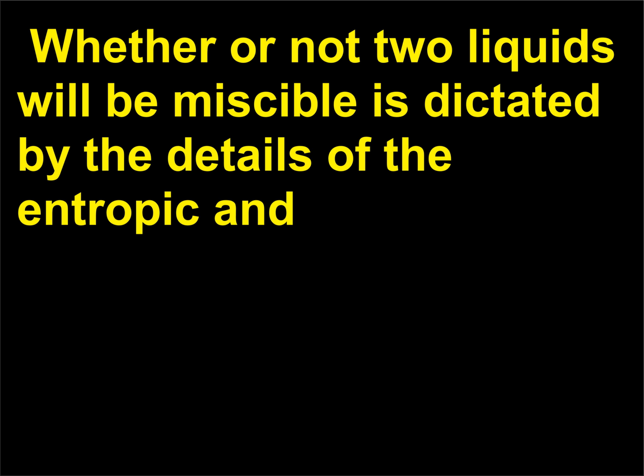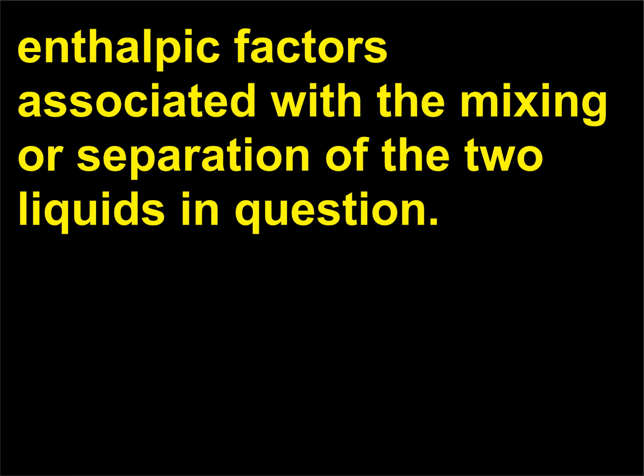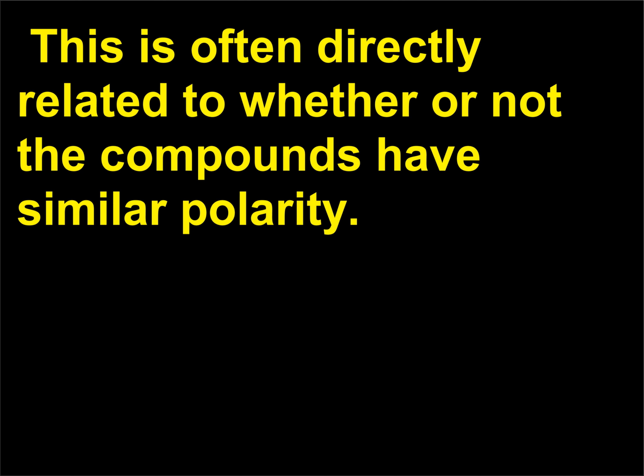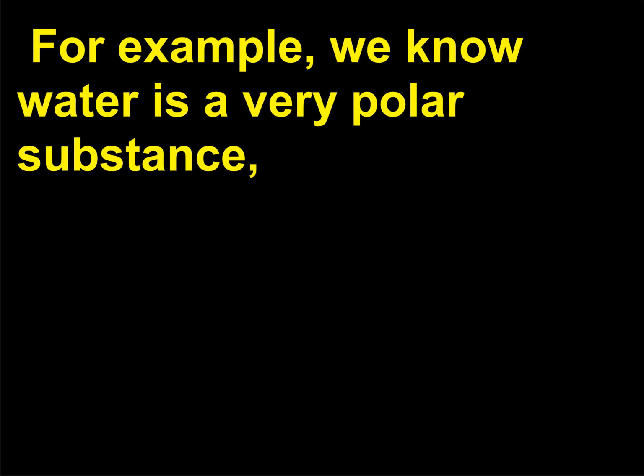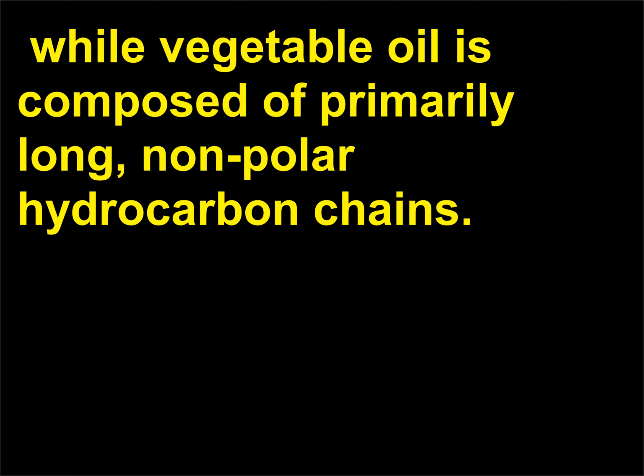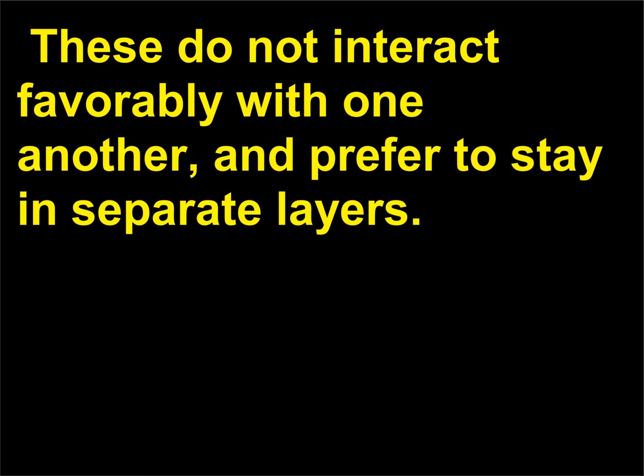Whether or not two liquids will be miscible is dictated by the details of the entropic and enthalpic factors associated with the mixing or separation of the two liquids in question. This is often directly related to whether or not the compounds have similar polarity. For example, we know water is a very polar substance, while vegetable oil is composed of primarily long, nonpolar hydrocarbon chains. These do not interact favorably with one another, and prefer to stay in separate layers.